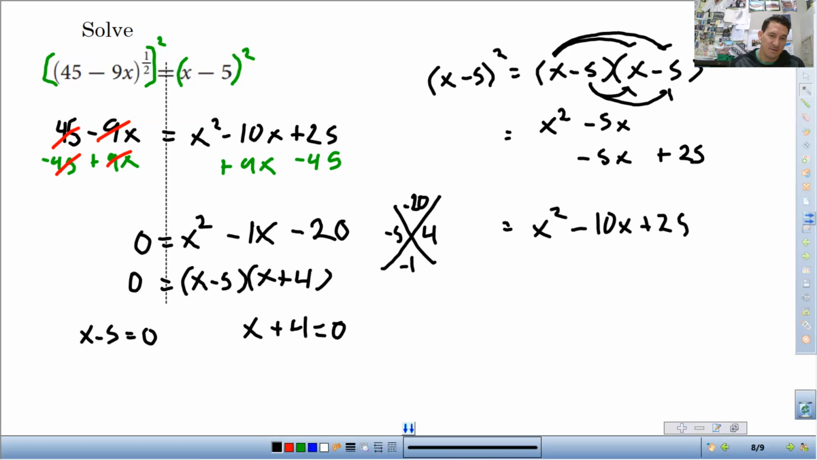Then solve. So add 5 here. On this one, I just subtract 4. I get x is equal to positive 5. Over here, I get x is equal to negative 4.